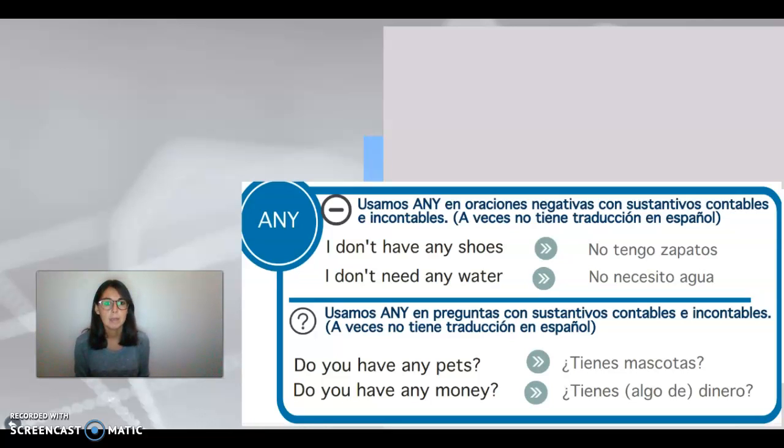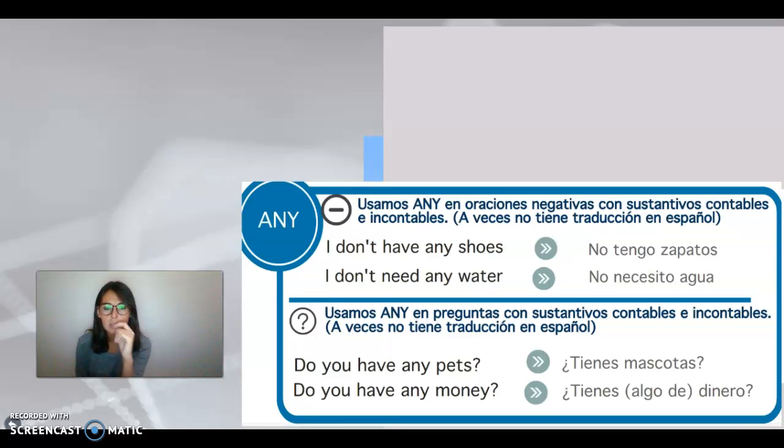Good. Now, in the case of any and countable nouns, I'm being specific, but I'm expressing in the question whether you actually have at least one. Si es que tienes a lo mejor alguno, quizá por último uno, right? That's the sense of the question. Ese es el sentido de la pregunta. ¿Tienes al menos un pet?